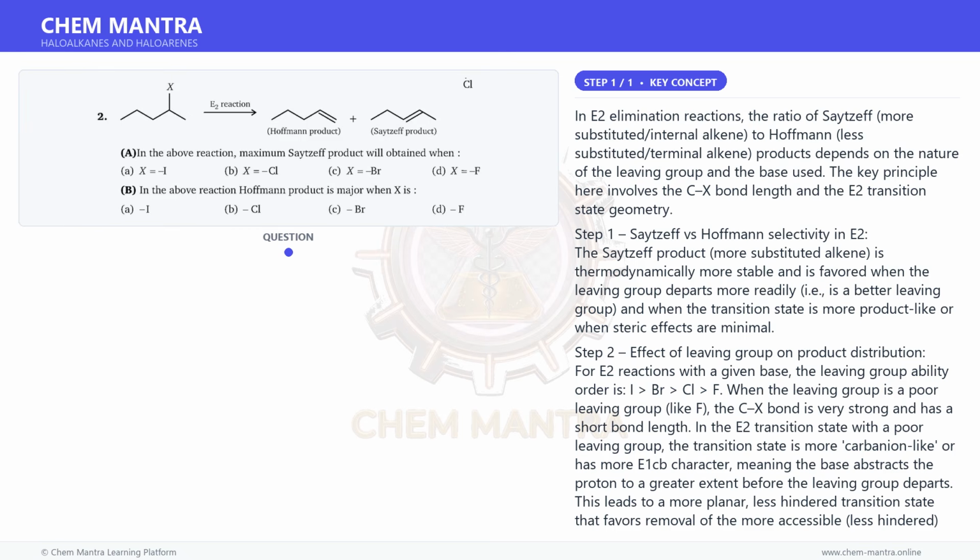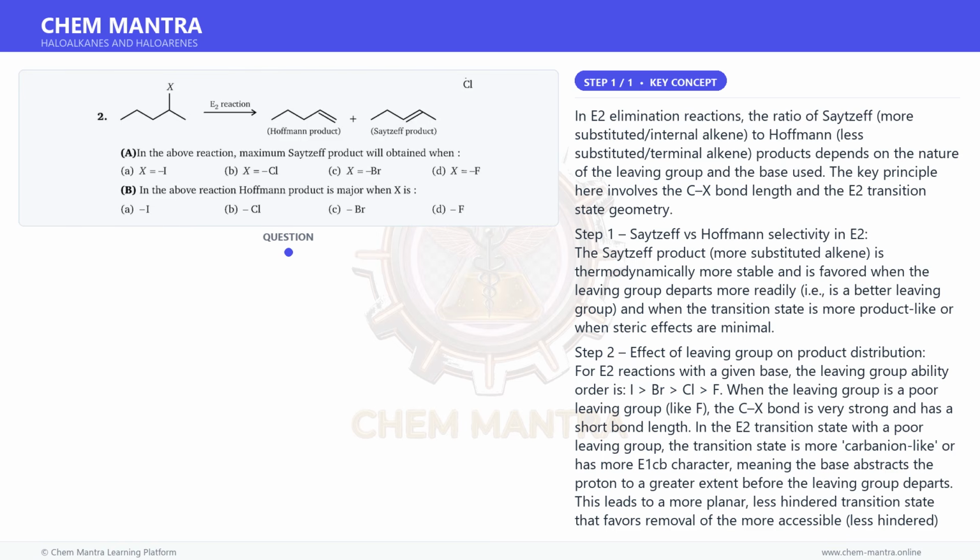Step 3. Answer to Part A. Maximum Saytzeff product is obtained when the leaving group is the best, most readily departing, which corresponds to X equals I. Iodide is the best leaving group among the options. With iodide, the E2 reaction proceeds with the least E1CB character and the more substituted Saytzeff alkene is the major product. Answer A. Option A. X equals I.